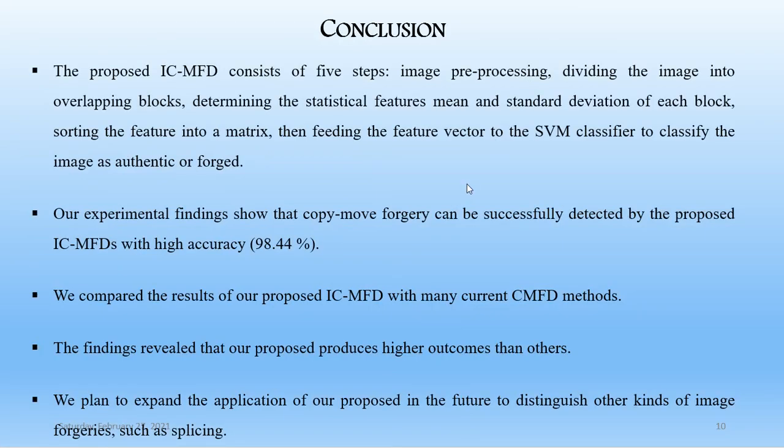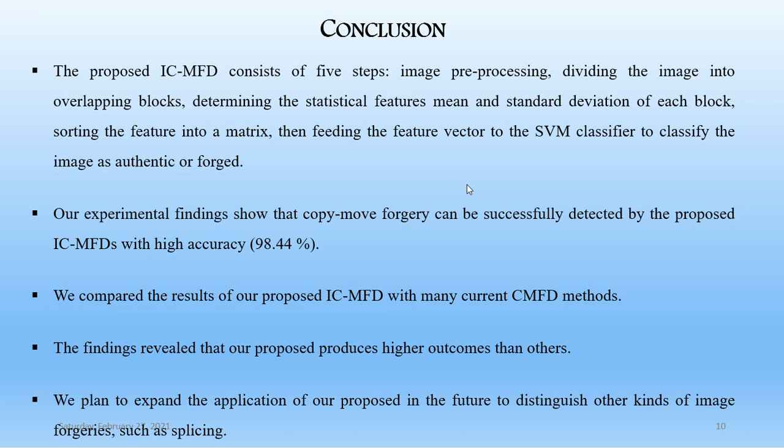Conclusion: the proposed method contains 5 steps: image preprocessing, dividing the image into overlapping blocks, determining statistical features like the mean and standard deviation of each block, sorting the features into a matrix, and finally feeding the sorted feature vector to an SVM classifier to classify the image as original or forged.